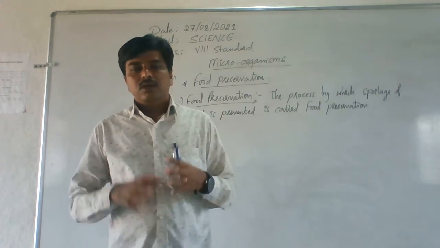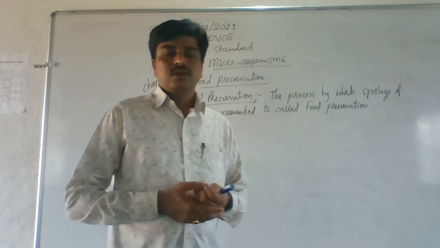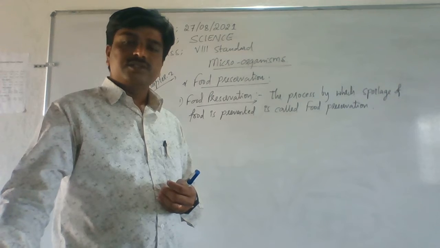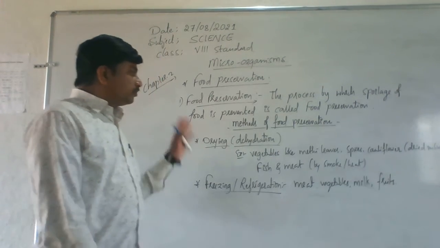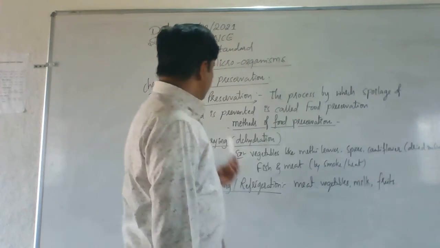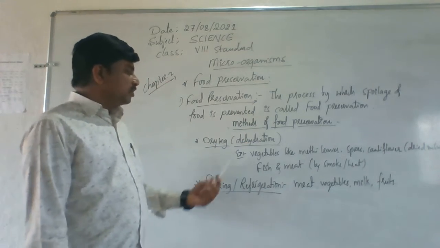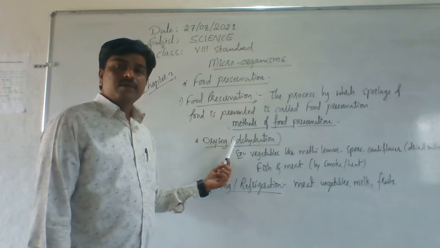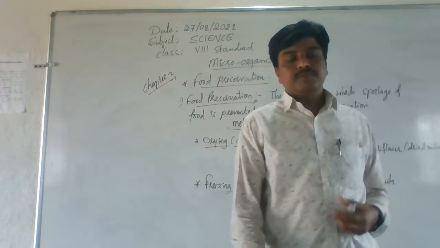So how can we prevent spoilage, how can we preserve this food? Here several methods are there, methods of food preservation. Let's learn one by one. Here the first one is drying, which is also called dehydration.